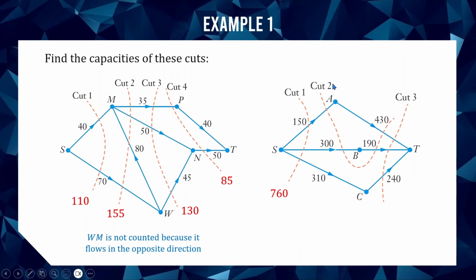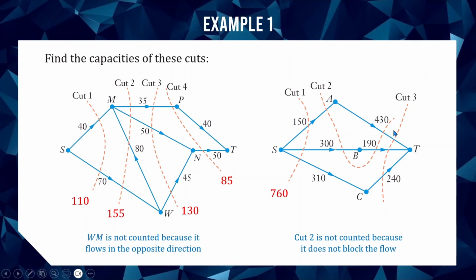Now for cut 2, this is a bit of a controversy, but we are not going to calculate the capacity of cut 2, because cut 2 is actually not a cut, it's an imposter. Cut 2 is not blocking the entire flow of the network. We can still get around the bottom here and get from source to sink. So cut 2 is not a cut and we are not going to calculate its capacity.